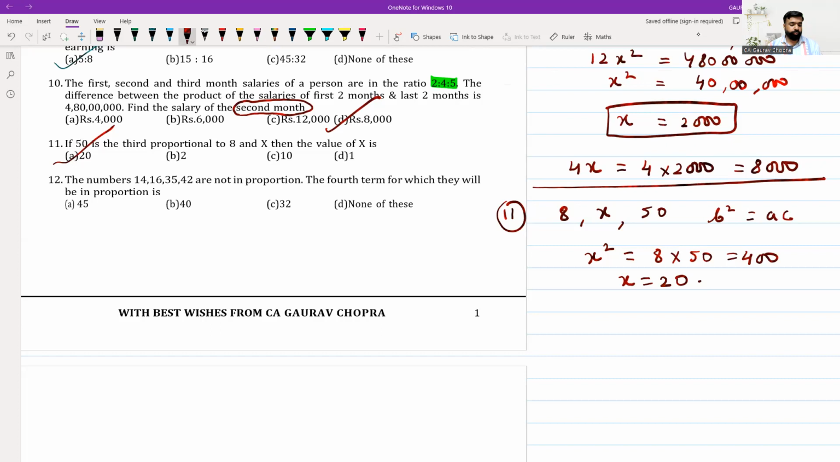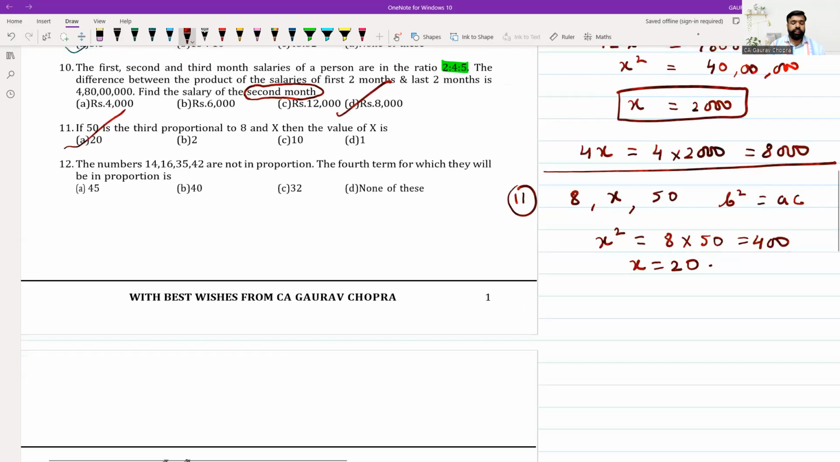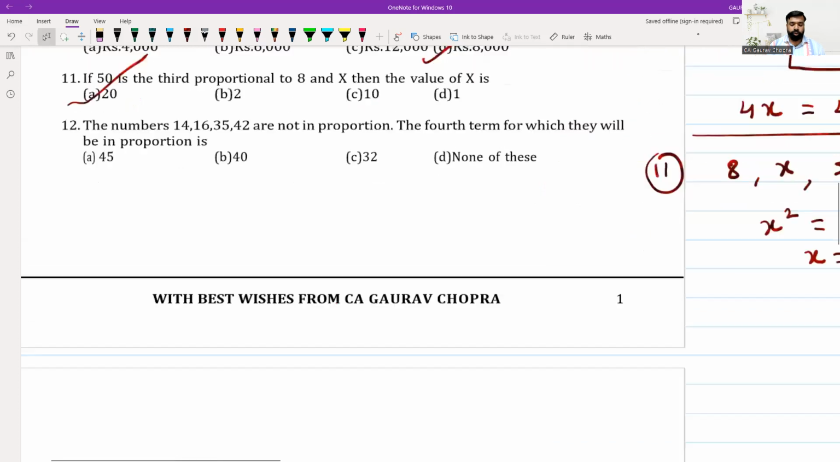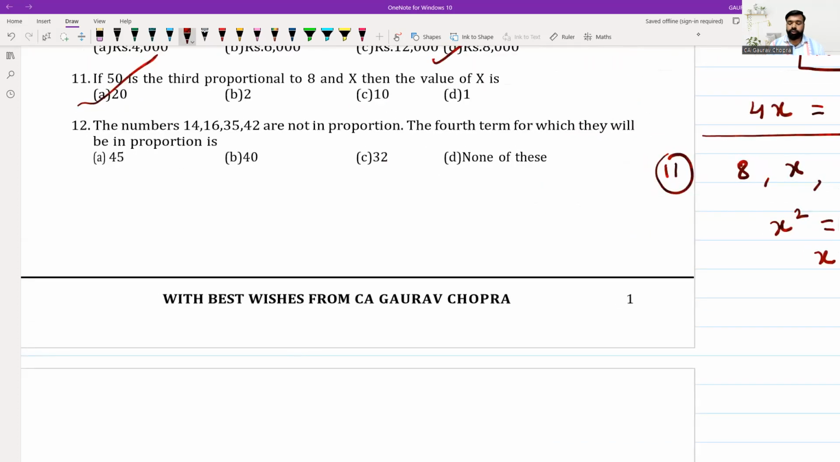12th one. The numbers 14, 16, 35, 42 are not in proportion. Find the fourth term for which they will be in proportion. Now at present they are not in proportion. So what you have to do? You have to change the fourth term so that they come into proportion. So let the fourth term be x: 14, 16, 35 and then x.